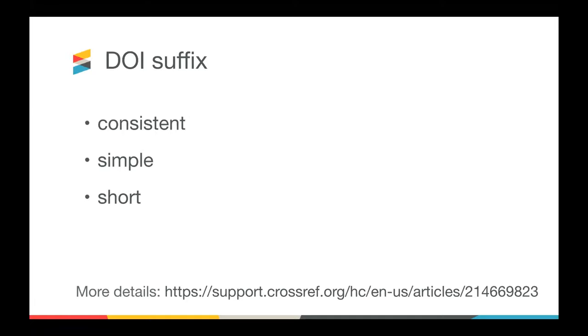You can use the letters A to Z, the numbers 0 to 9, and certain characters like hyphens or parentheses. Some members use the ISSN or volume and issue numbers. Some use a title abbreviation, which again is all fine, but as said, for our purposes, that doesn't actually mean anything. So consistent, simple, and short is the best thing that you can stick to. And there are more details and advice on our support page, which is linked to in these slides, which we'll share with you after the webinar.